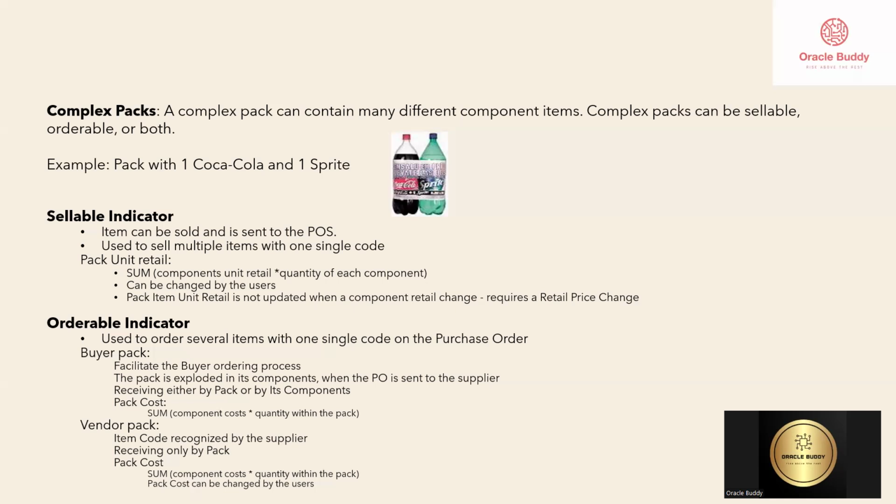There is another type of pack which is called a vendor pack. Item code recognized by the supplier, receiving only by pack. Pack cost will be the sum of component cost multiplied by quantity within the pack. Pack cost can be changed by the users.